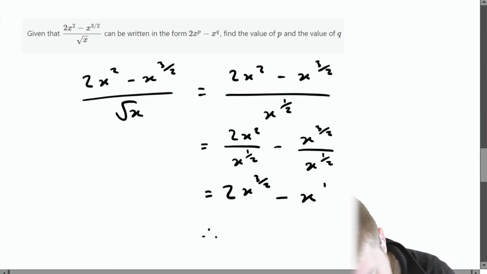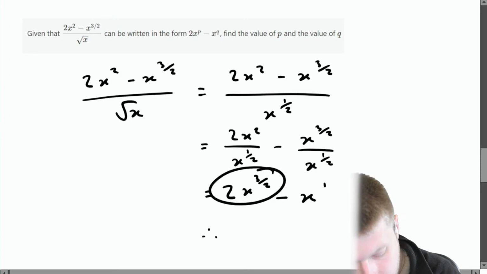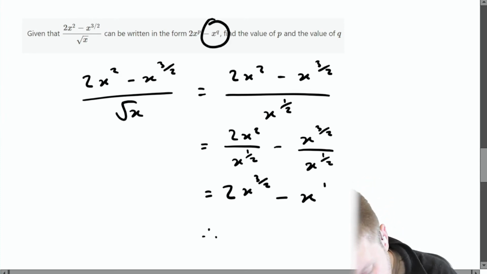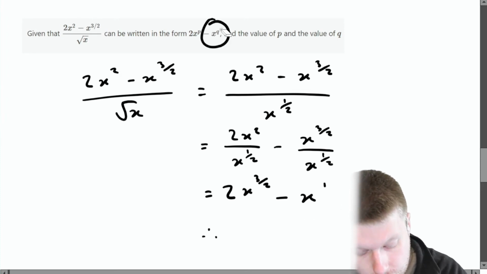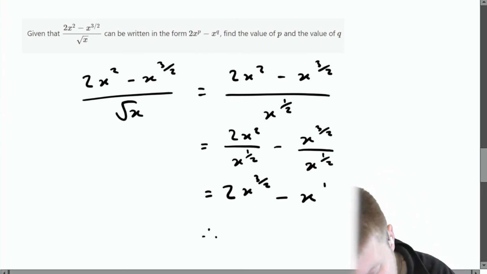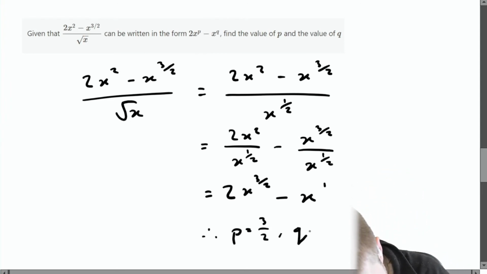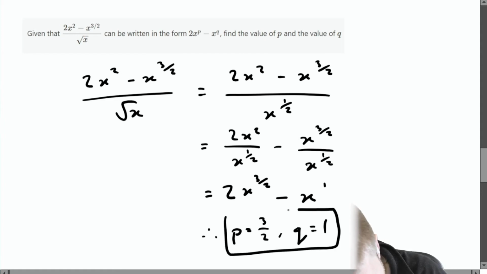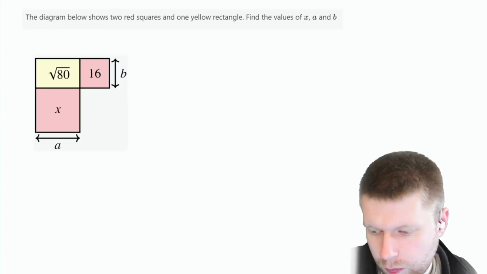So therefore, I can say that this is 2x to the power of something, and this is x to the power of something. So I can just read off what p and q is directly. It means that p must be equal to 3 over 2, and q must be equal to 1. Okay, so that there would be my final answer.